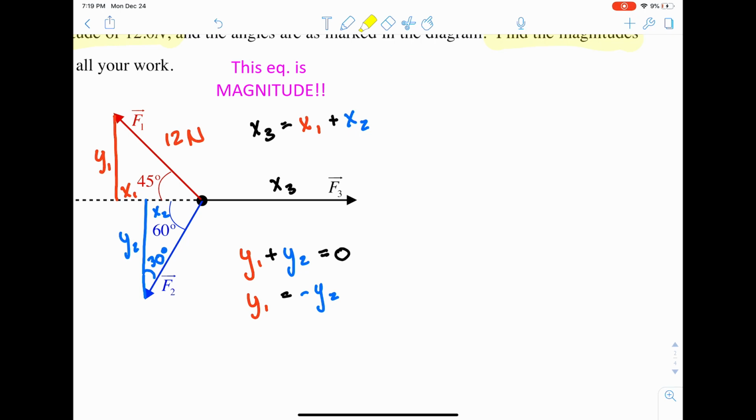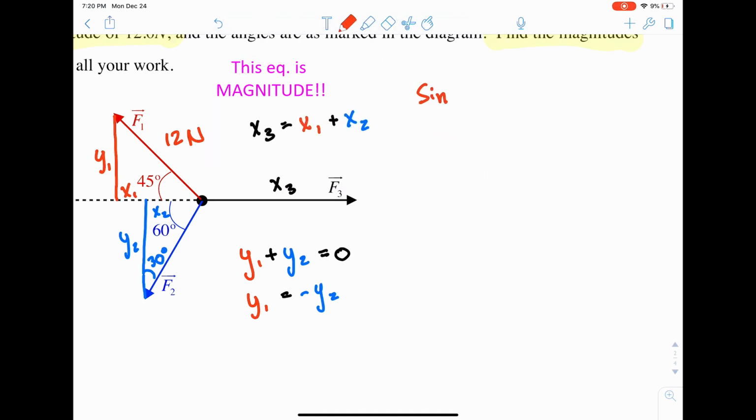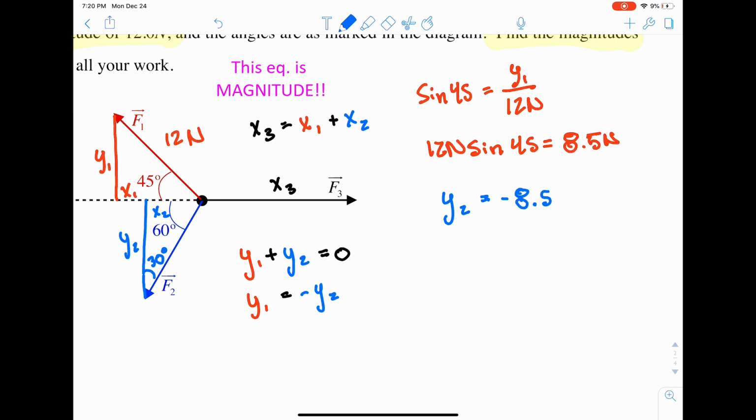F1, which is 12 newtons, is given, and we're also given the angles for the red triangle. So to begin by finding y1, you would just use sine of 45 equals y1 over 12 newtons. Rearranging that will give you 8.5 newtons. With that number, we can also conclude that y2 would be equal to negative 8.5 newtons.